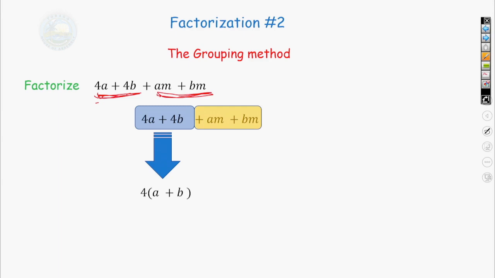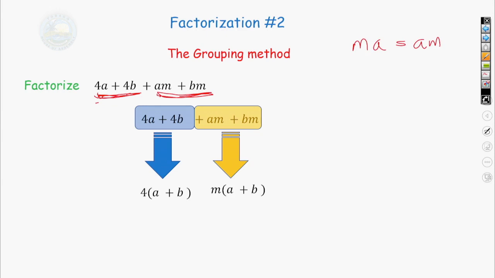So it is AM and BM. What is common? Common here is M. So it's a common factor. We take it out. M times what is going to give me AM? M times A. Remember we said multiplication is commutative. So therefore, MA is the same as AM. Multiplication is commutative. Order does not matter.